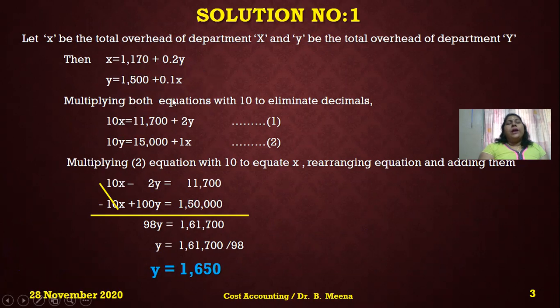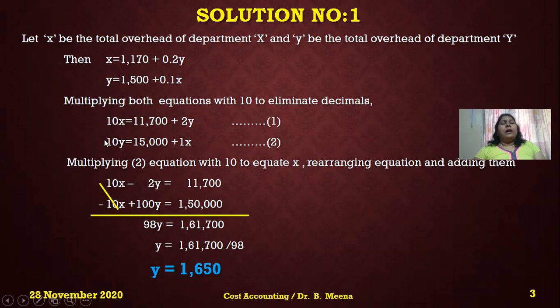0.2y into 10, I'll get plus 2y. That is the first equation. The second equation will be 10y, 1510, 15,000 plus 1x. That is the second equation. Okay. Then I need to rearrange the equations.